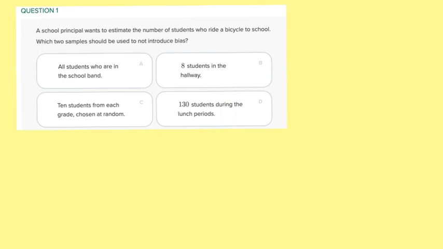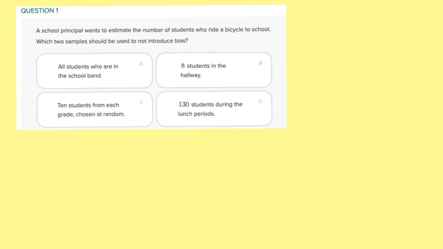Question 1. A school principal wants to estimate the number of students who ride a bicycle to school. Which 2 samples should he use to not introduce bias? A. All students who are in the school band. B. 8 students in the hallway. C. 10 students from each grade, chosen at random. Or D. 130 students during the lunch period.